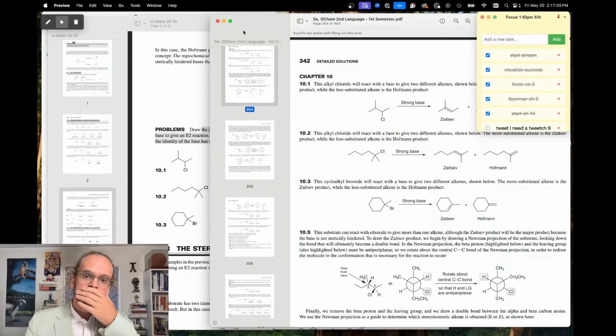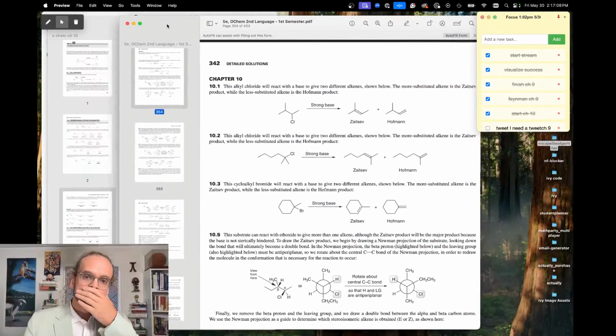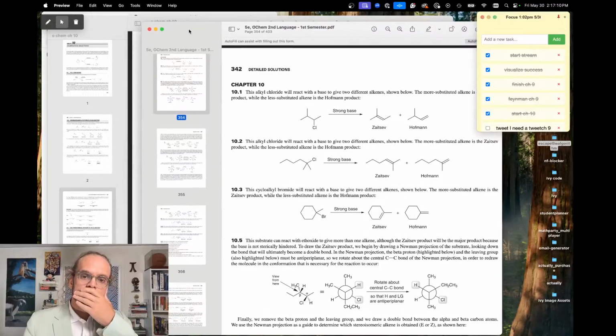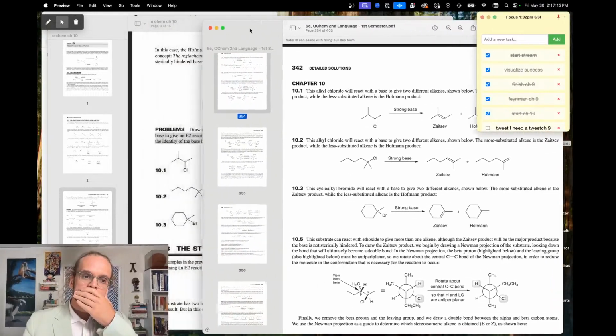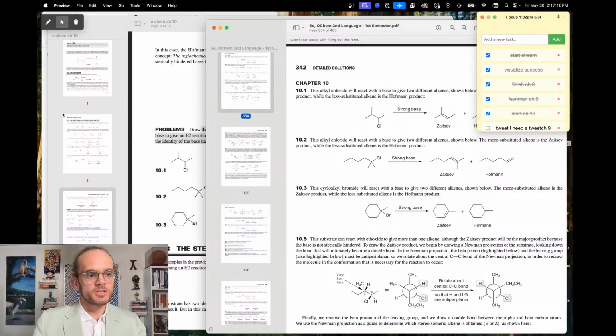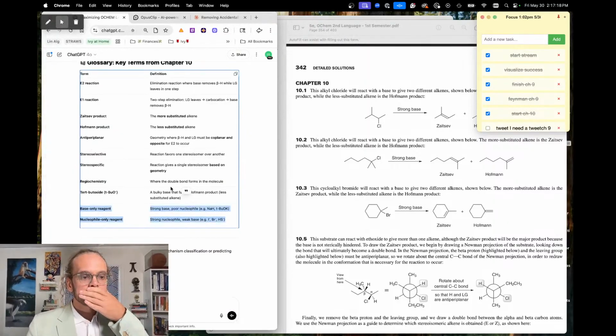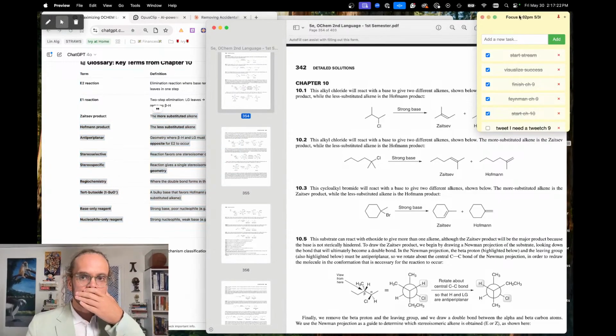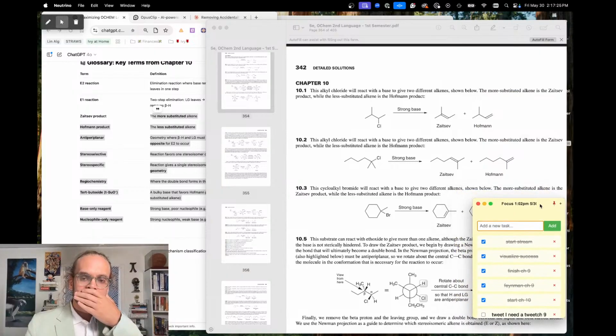Alkyl chloride. Okay, so the Zaitsev. What did it say those were again? It's really helpful having the glossary. That's a game changer, honestly. The more substituted alkene is here, the less substituted is here.